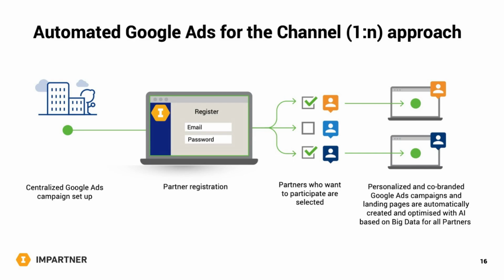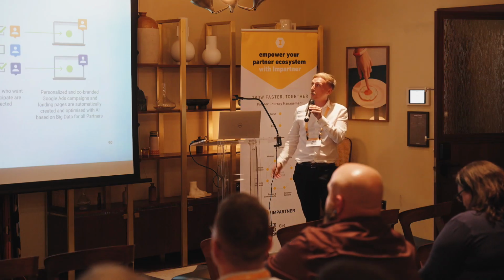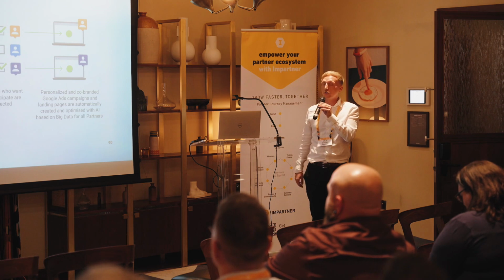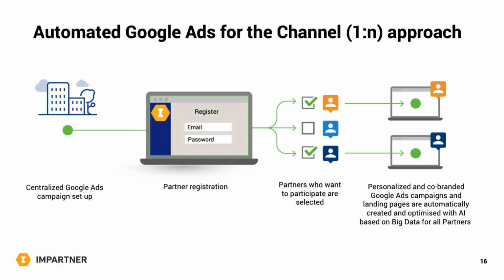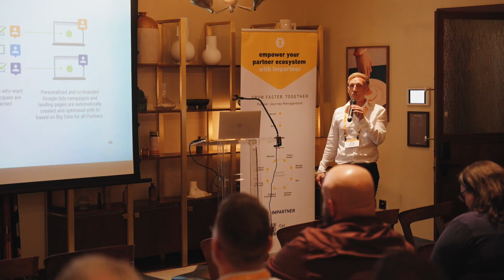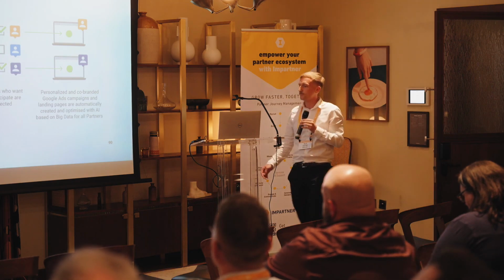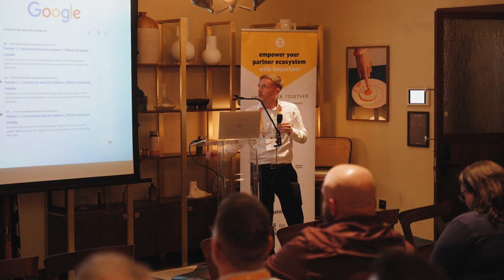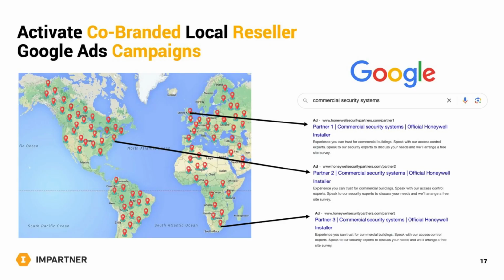So you can configure one Google Ad campaign, you get the partners to register their interest, you as the vendor then can decide which partners you want to include, and this is typically ones that align to your campaign goals or ones in key markets. And then this is where the magic happens. It creates personalized, co-branded Google Ad campaigns for each of your partners. So this is what it looks like once these campaigns are activated.